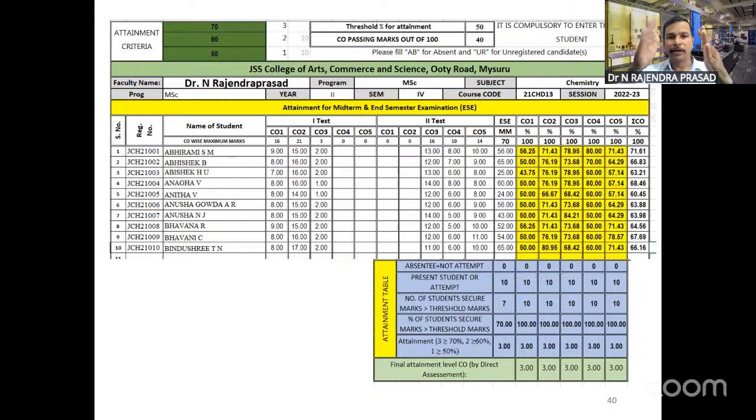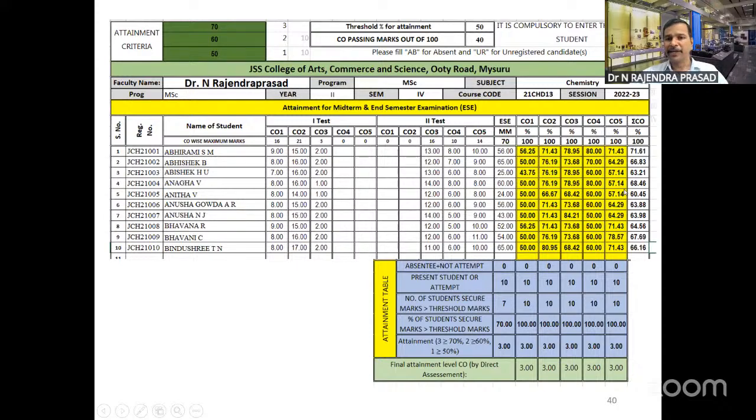And consolidate all the questions related to CO1, CO2, CO3 separately. What is the total marks given for CO1, total marks given for CO2, total marks given for CO3. Then student-wise, you keep tabulating the marks secured by the students. Out of 16, Abhirami has scored 9 marks related to CO1. Abhishek scored 8 for CO1. Like this, you tabulate.